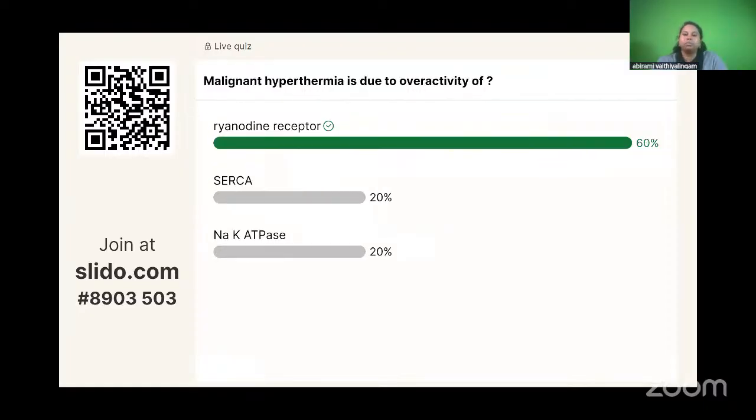Ryanodin. Superb. Most of you have given the right answer. What is malignant hyperthermia? Overactivity of ryanodin. More calcium is released. More muscle contraction. More heat produced. That is malignant hyperthermia. Ryanodin is the right answer.